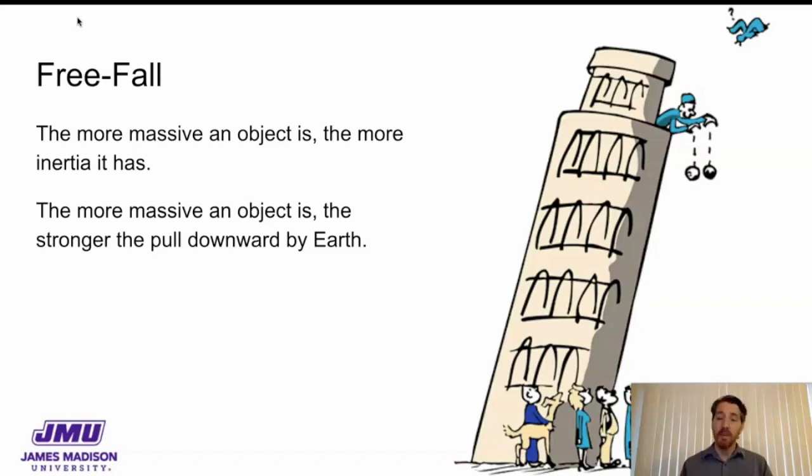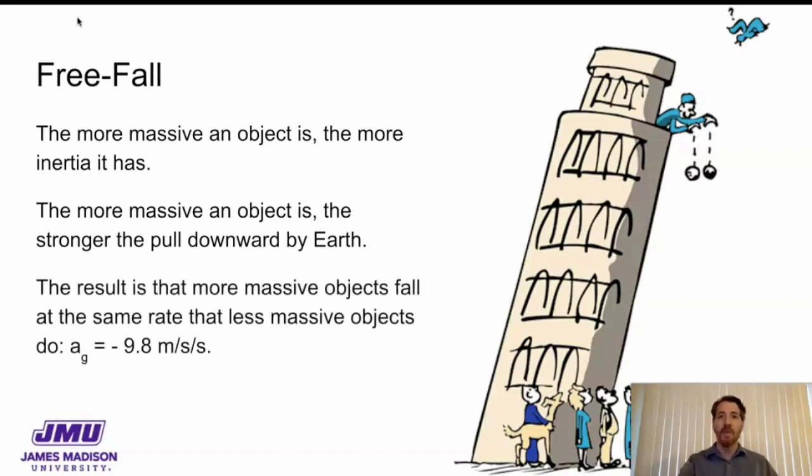So unlike me pushing the cart, where we're talking about the same amount of force acting on a more massive object in that hypothetical scenario, when it comes to an object in free fall, a more massive object is harder to accelerate, but the Earth pulls down harder on that object. And the net result is that all objects will fall in vacuum at the same rate. A really massive object and a not so massive object, they'll each fall at negative 9.8 meters per second per second. The negative means that objects that fall are falling downward.